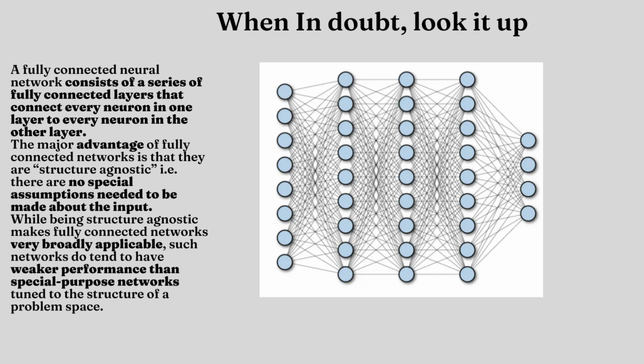You can see that it's a series of fully connected layers, and the advantage is that no assumptions need to be made about the input. That means you don't have to assume that your input is an image or not an image, so it's very broadly applicable, but not as good for specific purposes, for example, like images.